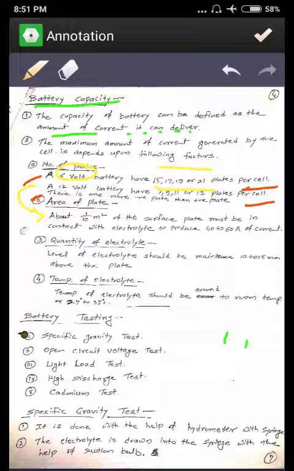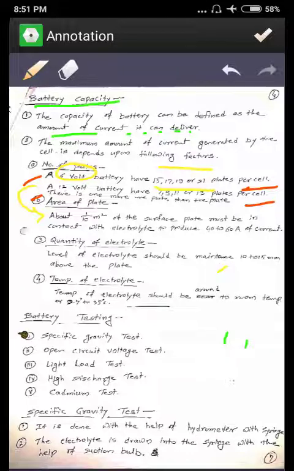So if the area of plate, or cross section of plate, or size of plate is bigger, then we can achieve this generation of electricity with a minimum number of plates. But as we all know, the 6-volt battery is quite compact, quite small in size. That's why, to achieve that much area, we have to use more plates. And the 12-volt battery is quite bigger in size compared to the 6-volt battery. That's why the number of plates used here is quite smaller.